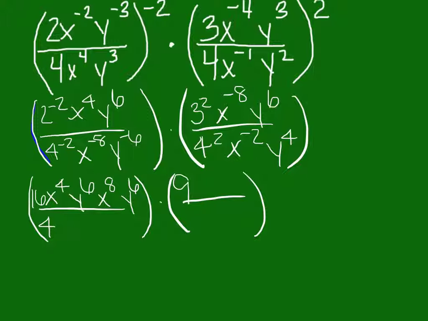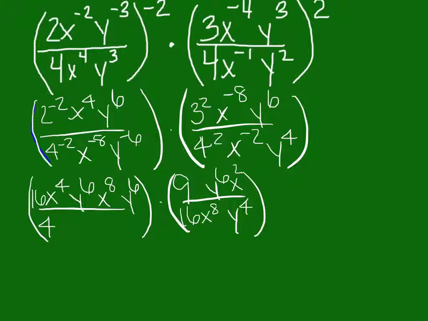X to the negative 8 is going to move to the bottom and become x to the 8th. Y to the 6th stays on top. 4 squared is now on the bottom, and it stays on the bottom because it's got a positive exponent. X to the negative second is going to move to the top and become x squared. And your y to the fourth is already positive, so it stays on the bottom.